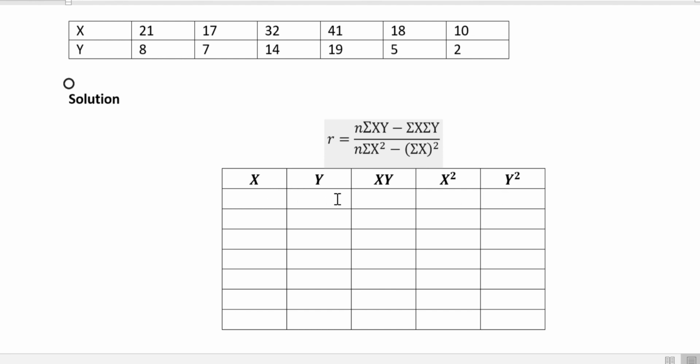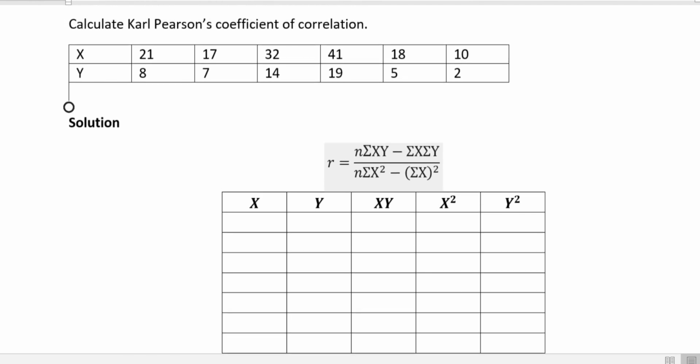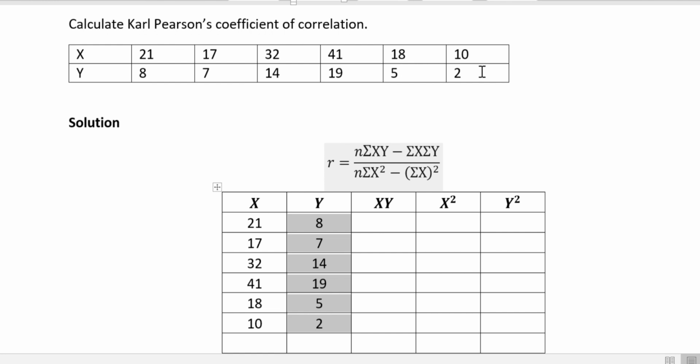So you come up with a table of this type with these columns. After that, we take the values of x and y which we need to calculate their Karl Pearson's coefficient of correlation, and we write them down here. So that means we shall have the values of x located down here in the x column and the values of y written in column y. These values are gotten from the table we have up here.